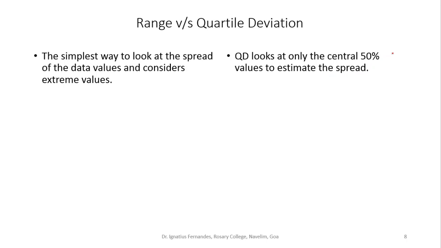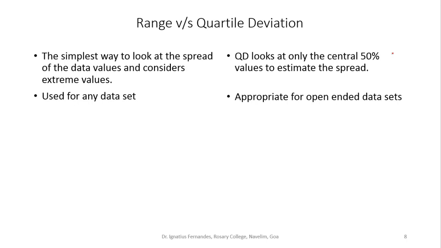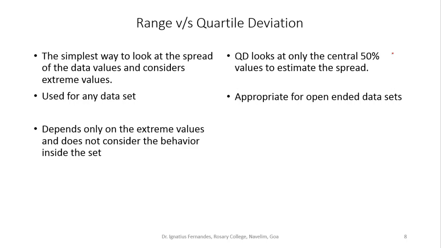So it will detect the spread of the data only based on the middle 50% values that are between Q1 and Q3. Range can be used for any data set in general, whereas quartile deviation is appropriate for open-ended data sets. When we have open-ended intervals, in which case mean or mode may not be appropriate, we prefer using median. In this kind of case, quartile deviation is recommended.